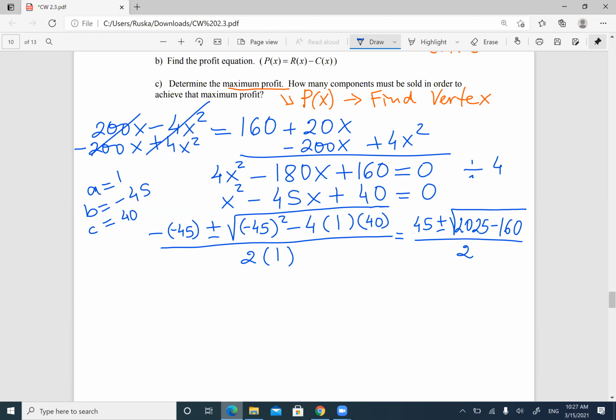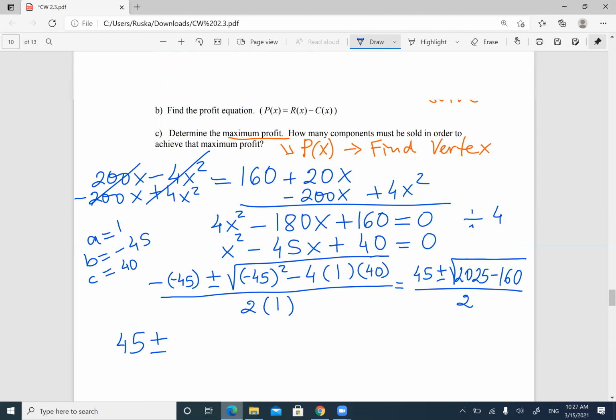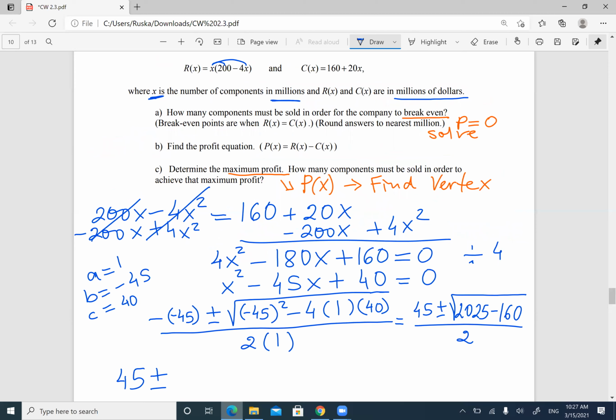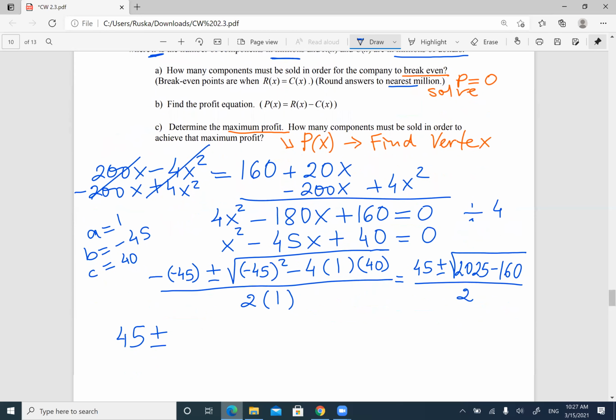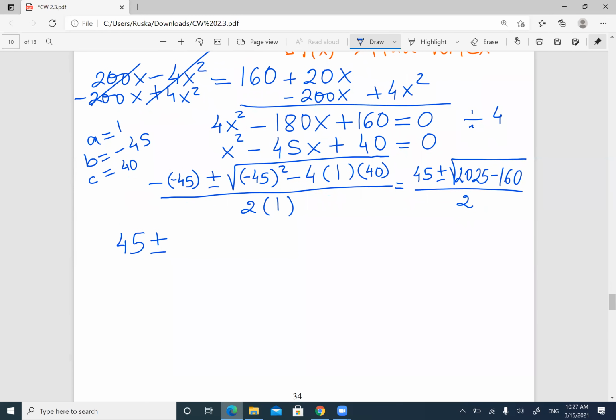Minus 160 when you subtract is going to be 1865, and then I have to take the square root of that. It's not a perfect square, but I'm going to round it. So what I have so far is 45 plus or minus. Did it say how to round it? To the nearest million, okay? So that means you have to round to the whole number, okay?